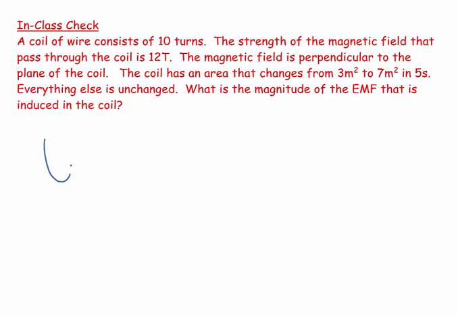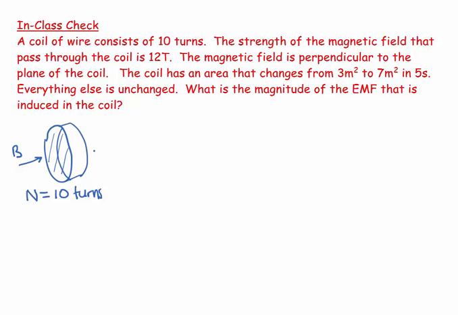So if I imagine drawing the coil, so here's my coil, and I know the number of turns N. Number of turns, number of loops, number of windings, all the same thing, is 10 turns. It's wrapped around 10 times. And what I have is a magnetic field, so let's draw that magnetic field. The magnetic field is perpendicular to the plane of the coil, so it's going to be perpendicular to that, that's my B.